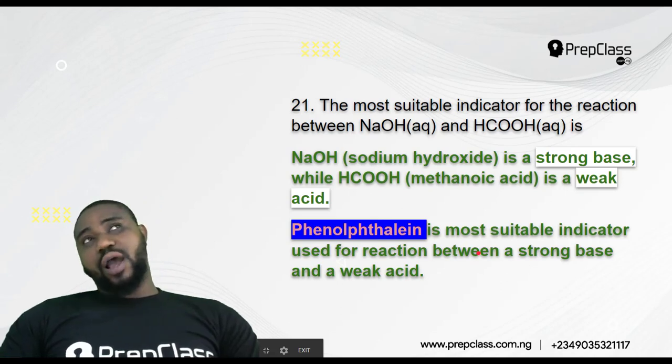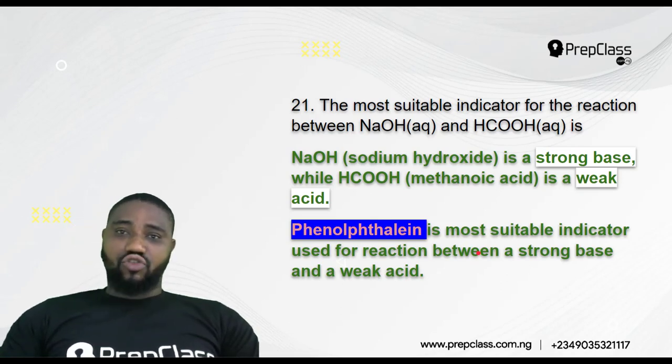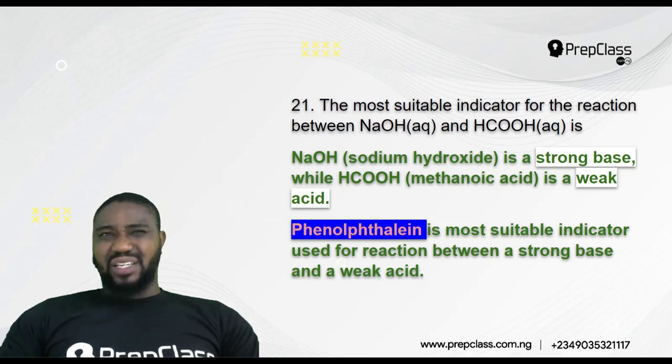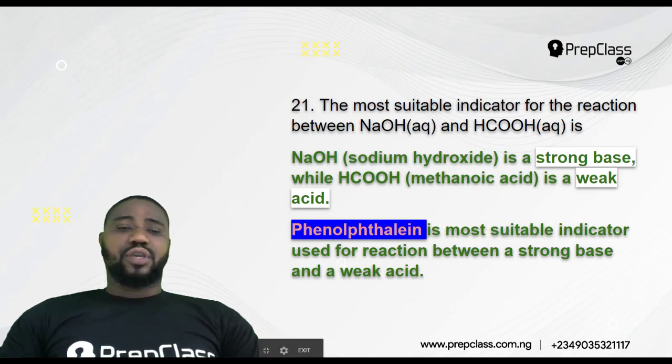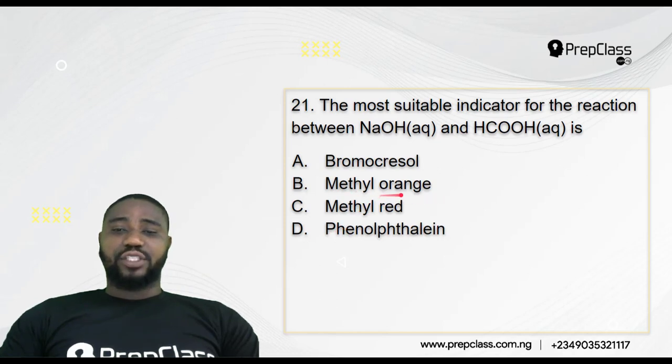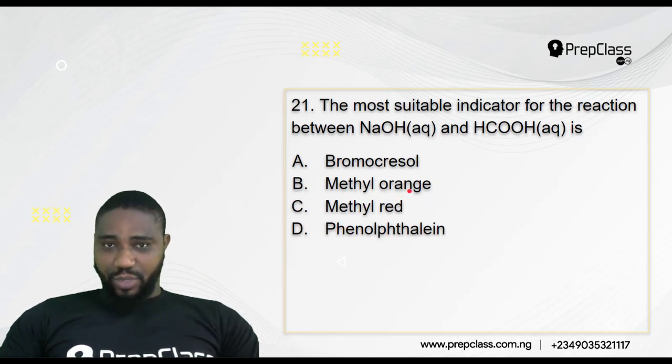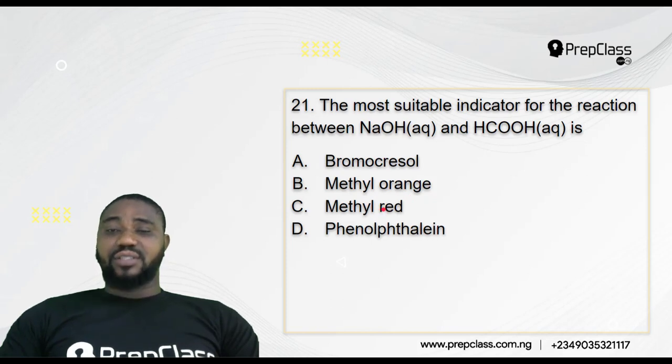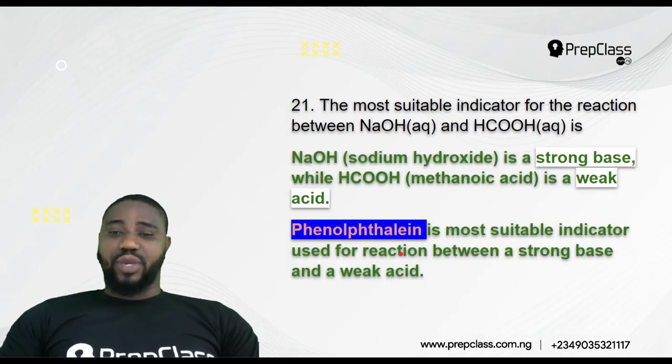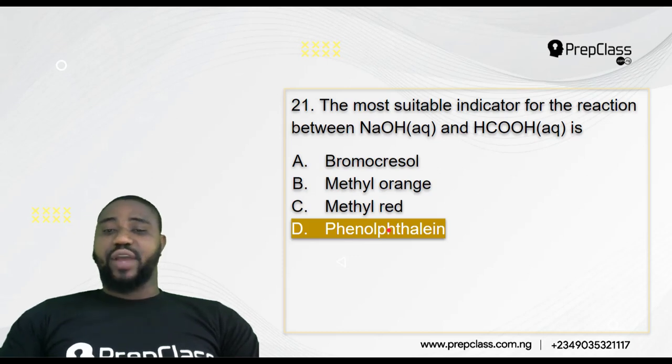When you have a strong acid and a strong base, you can use litmus or methyl red, but litmus is not too common. Methyl orange is used for a strong acid and a weak base. Take note of that. Methyl red, strong acid and a strong base. Phenolphthalein, weak acid and a strong base. So the most suitable indicator here is phenolphthalein, which is for a weak acid and a strong base. So phenolphthalein is the correct answer.